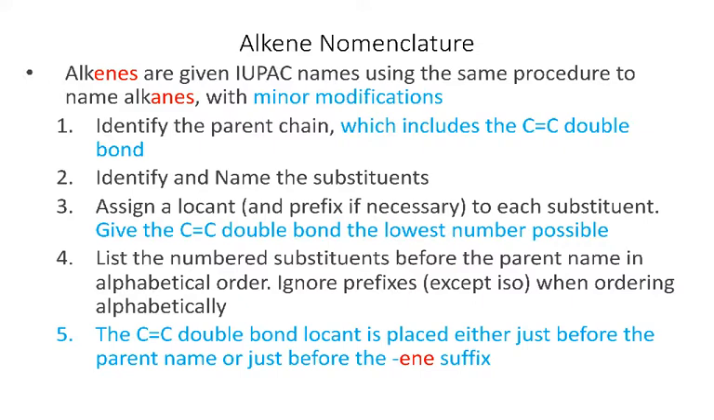The first of those is that the parent chain must include the carbon-carbon double bond. So even if I could make a longer chain that didn't include the carbon-carbon double bond, it would not be the parent. Another big difference is that when we're deciding how to number the chain, the carbon-carbon double bond has to have the lowest number possible. It doesn't matter what's going on with the other substituents, the carbon-carbon double bond must have the lowest number. And then we need to say where the carbon-carbon double bond is, and we can either do it just before the parent name or just before the -ene suffix.